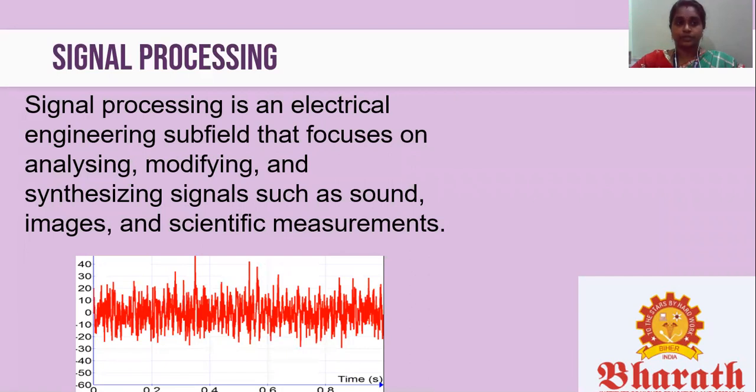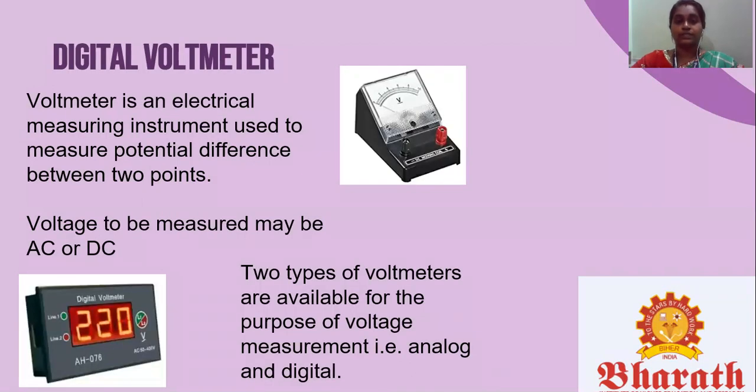Signal processing. Signal processing is an electrical engineering subfield that focuses on analyzing, modifying, and synthesizing signals such as sound, images, and scientific measurements. So, in these categories, the first and simple basic equipment which we are going to see today is the voltmeter, that is, the digital voltmeter.